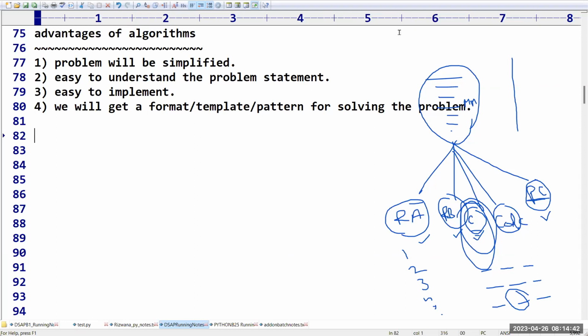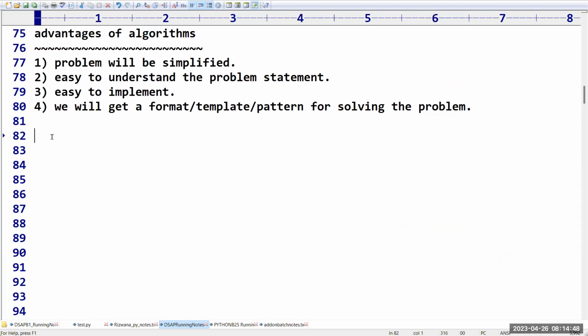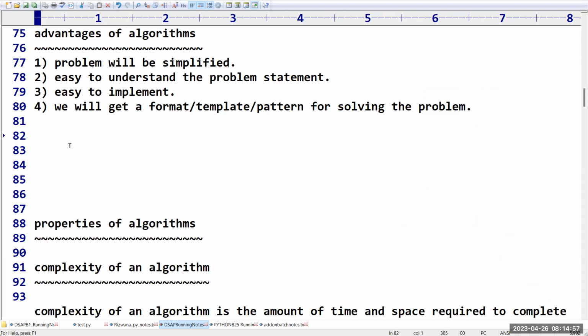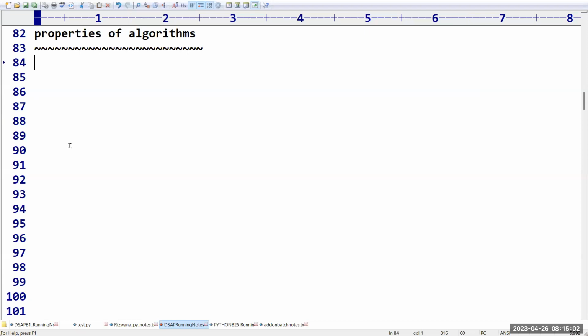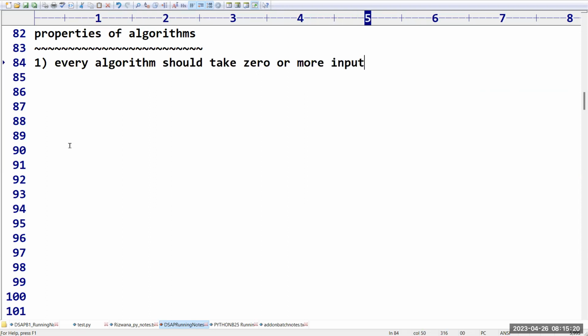Good. Now the next concept, theory part only. Do you know, an algorithm has some properties. You can't directly write an algorithm. While writing the algorithm, you have to check whether your algorithm is satisfying these properties or not. What properties are there? Every algorithm should take either zero or more inputs, compulsory.